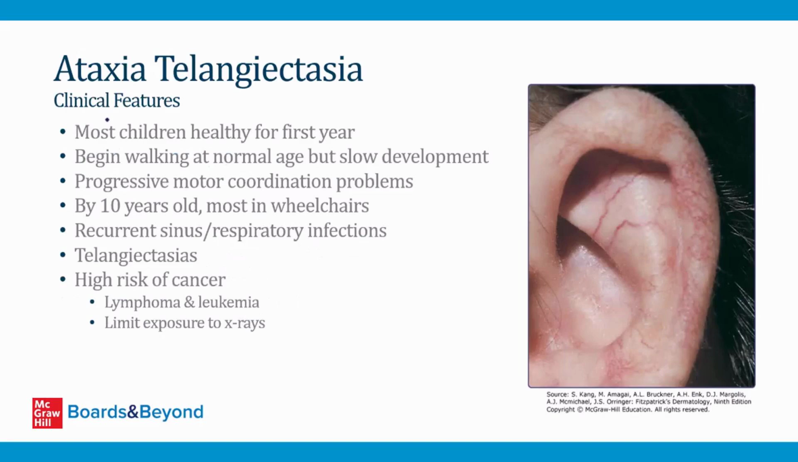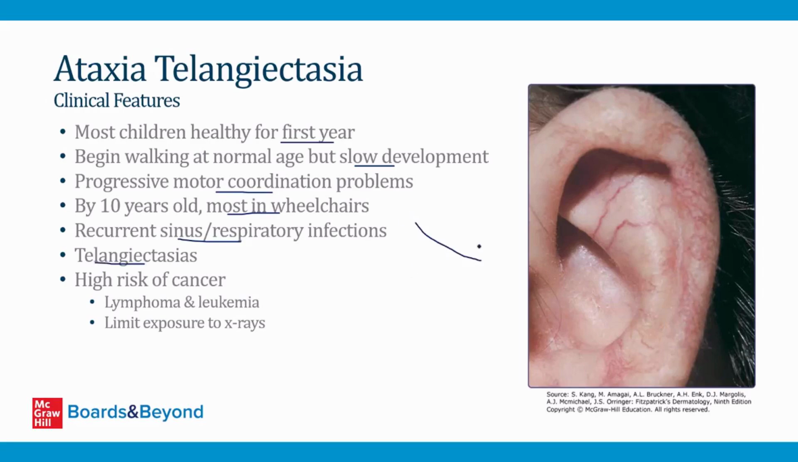So the clinical features of ataxia telangiectasia are summarized on this slide. First of all, most children are healthy for the first year of life. They start to walk at a normal age, but then they have very slow development of their walking thereafter. And then progressively, they get more and more motor coordination problems. And by 10 years of age, most children with this disorder are in wheelchairs because of ataxia and inability to hold their balance.